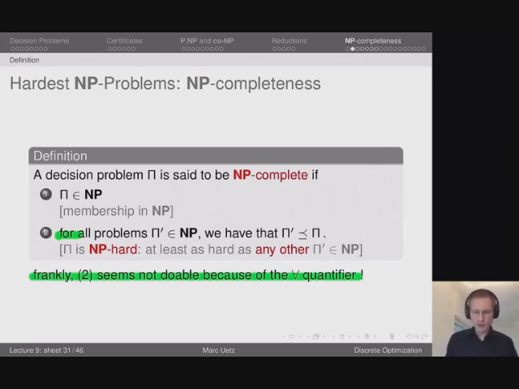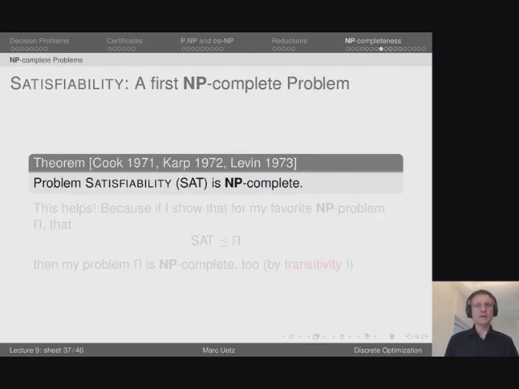And what is this first NP complete problem? That is the famous satisfiability problem. So in the beginning of the 70s, Cook, Karp, and Levin showed that the satisfiability problem is indeed a problem that is in the class NP, and it's NP complete, so at least as hard as any other problem that can be formulated in this NP language. And I'm not going to do the proof here. Intuitively, it means that really showing that any NP problem can be formulated in the language of satisfiability, and that in polynomial time.